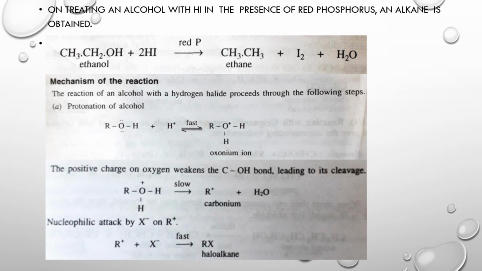Next, nucleophilic attack by X minus on R plus. Hydrogen halide has two components: first one is H plus and another is X minus. X minus, that is chloride, bromide, iodide, when it reacts forms haloalkane, and the reaction is very fast. Here the nucleophile X minus, whether chloride, bromide or iodide, reacts with the positively charged alkyl group to form haloalkane.